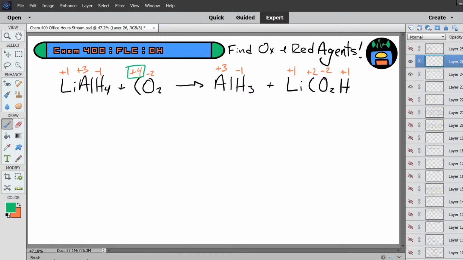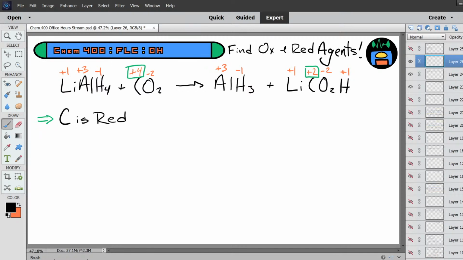Carbon goes from a positive 4 to a positive 2. That tells me if you go from positive 4 to positive 2, you've picked up negative charge along the way. That means you have gained electrons. And LEO says, gain electrons, reduction. Carbon is reduced.